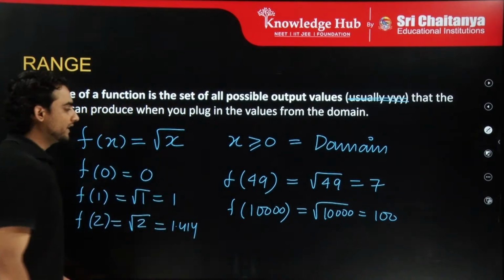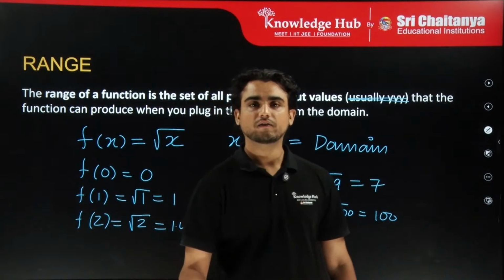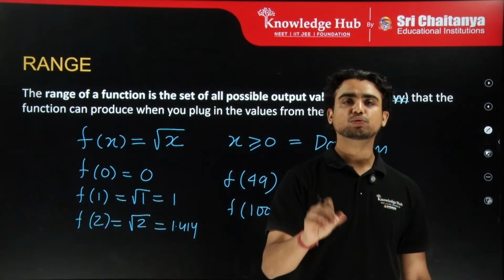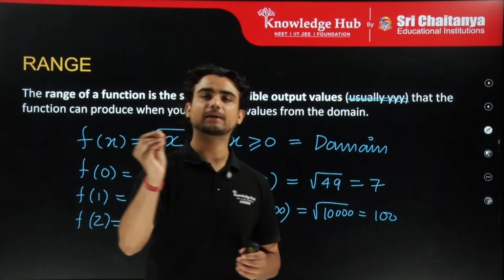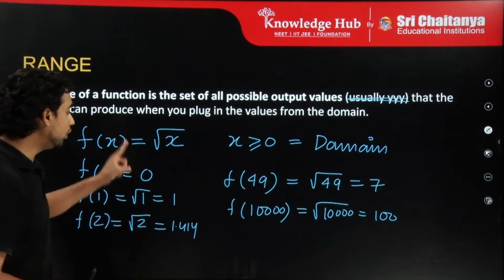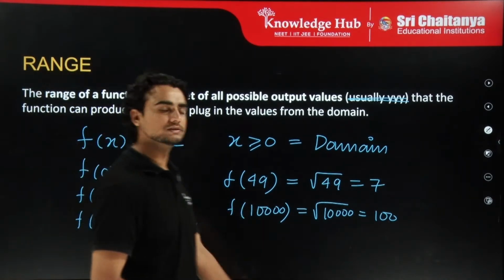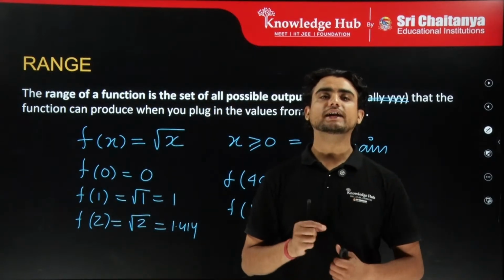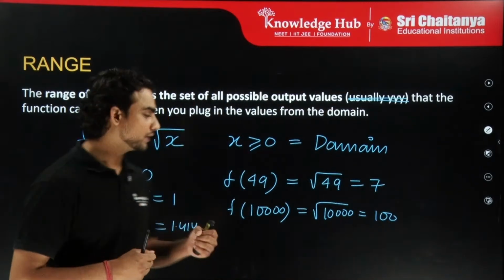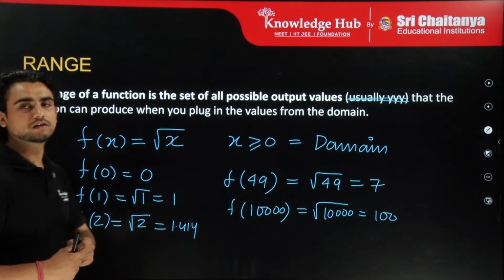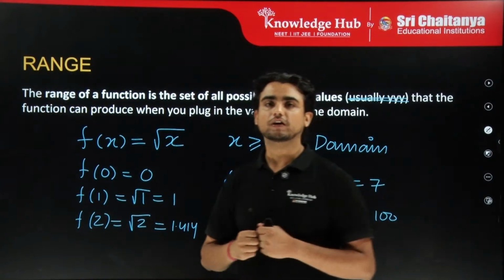So now what can we see here? We can see that for my possible input values from my domain, whatever values I put, I am getting all positive values. I am getting decimals, I am getting whole numbers, but I am not getting a negative value, right? I am also getting 0, but can I get a value which is less than 0? Can I get a negative value? No. So what is my range?